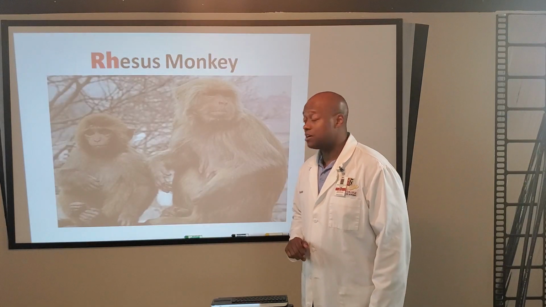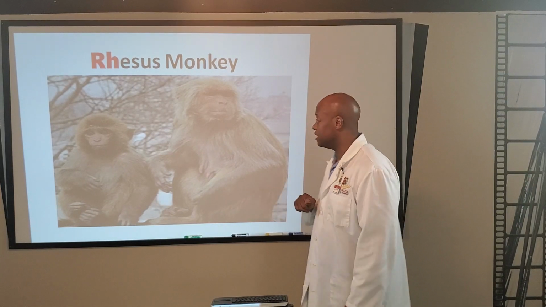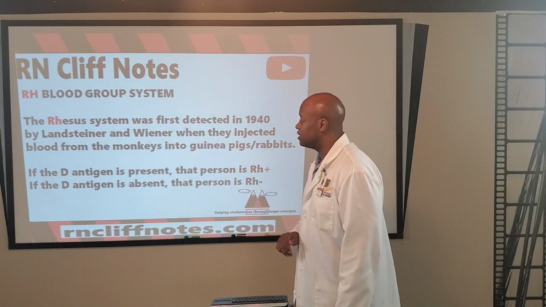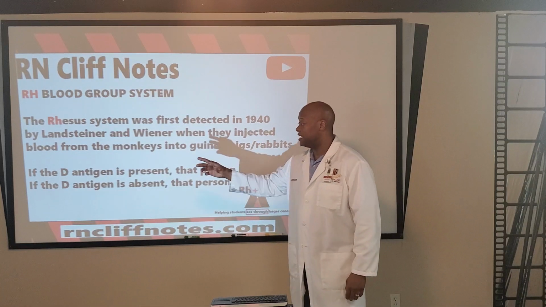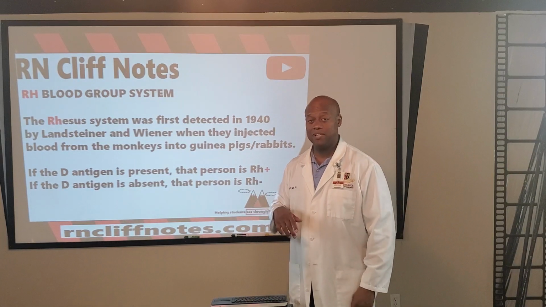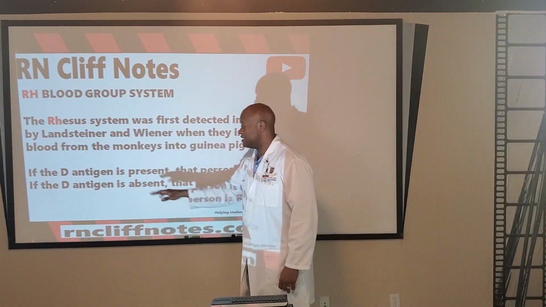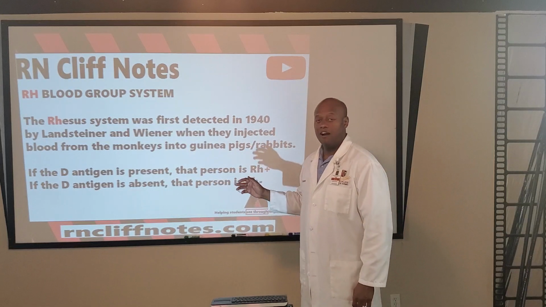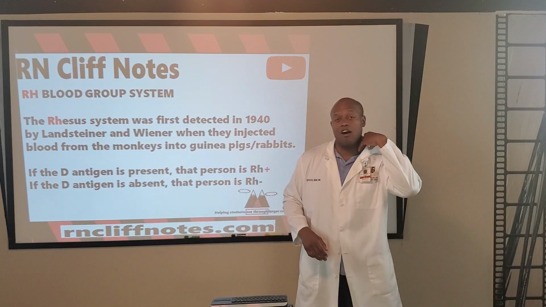It actually comes from the study of rhesus monkeys. RH, rhesus monkeys, okay? So there's our little guys there. This RH system was first studied in 1940 by Landsteiner and Weiner. They were injecting blood from the monkeys into guinea pigs and rabbits and conducting the testing. And what they found, if the D antigen is present, then the person is RH positive. If the D antigen is absent, the person is RH negative.